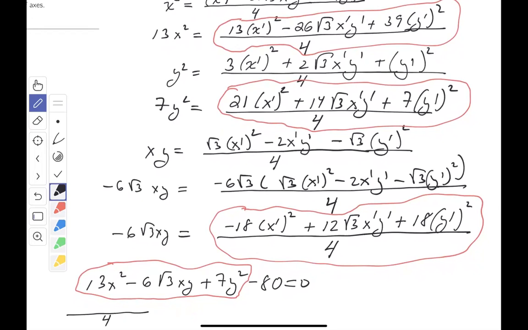All right, let's take a look at it. You got 13x prime squared and 21x prime squared and minus 18. All right, 13, 21, and minus 18. What's that going to give you? Well, let's take a look. 13 and 21 is 34. 34 minus 18 is 16.